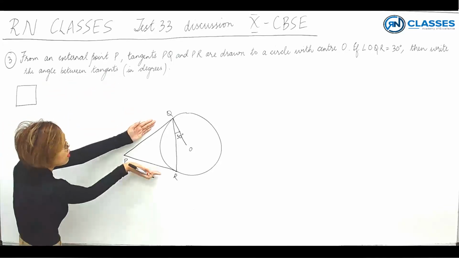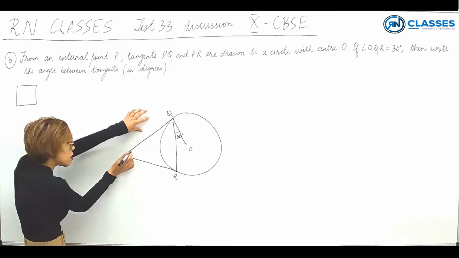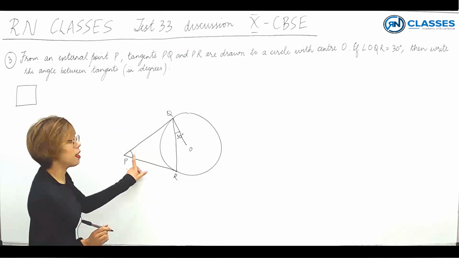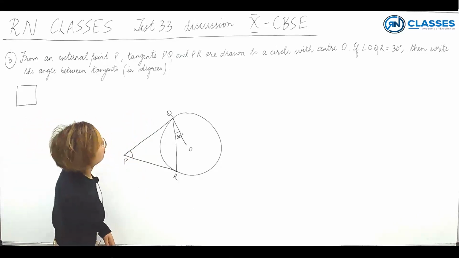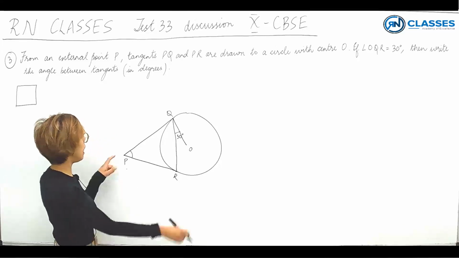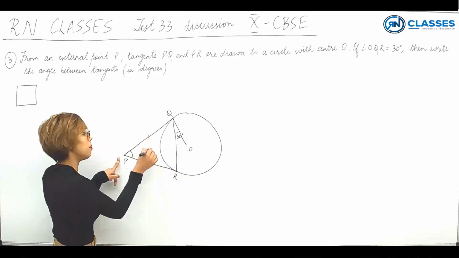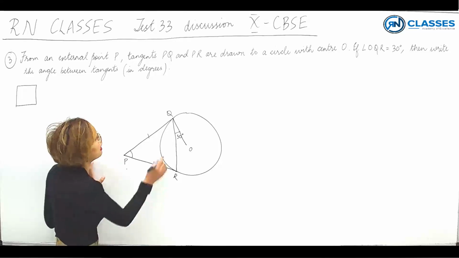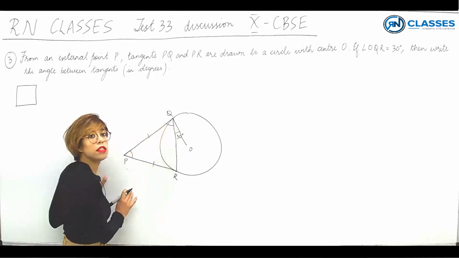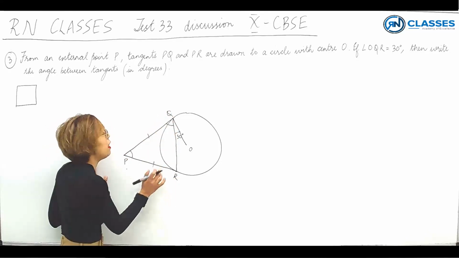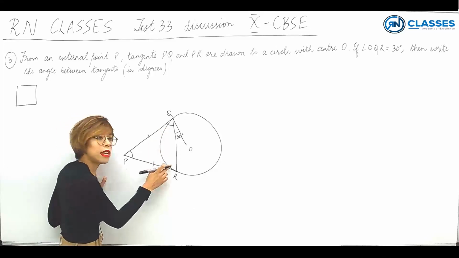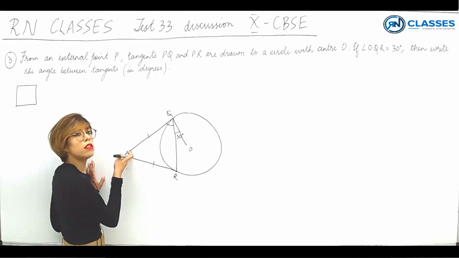Now tangent, tangent. Angle between the two is this one. I am interested in this angle. Now let's see. I know that this is equal to this. Somehow if I can get to know this angle in triangle PQR, if I know this angle, I basically know this angle and I will get to know this angle.